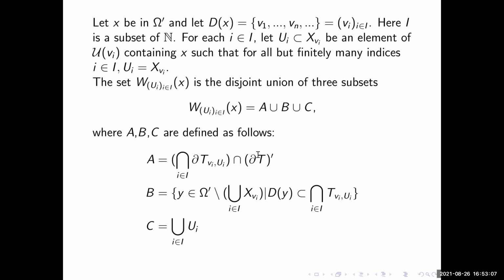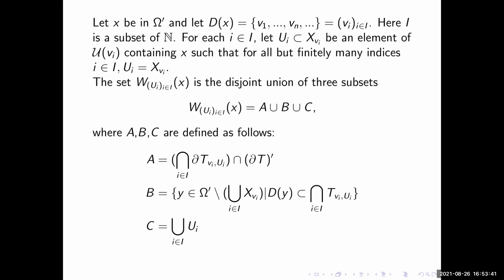So B will be all those points in the complement of the union of X_i. So X_i are the compactum corresponding to the domain of the point X, such that this domain of Y should be sitting inside the intersection of T, V_i, U_i. And C is nothing but just a union of U_i's. These neighborhoods are actually the most important thing to understand all the proofs. So how the neighborhoods look like.